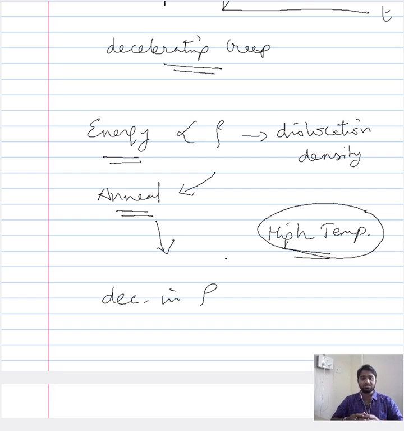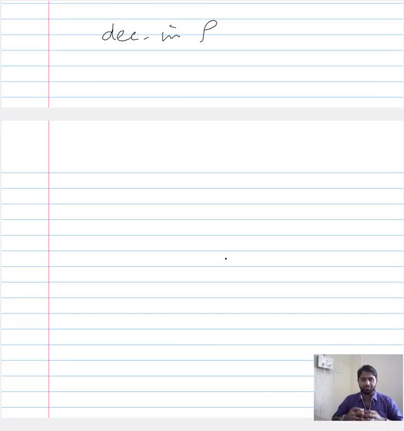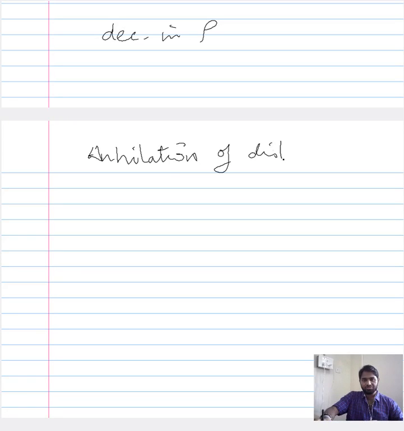So, how is this established? How does this decrease in the dislocation density happen at high temperature? One of the easiest ways of achieving it would be annihilation of dislocations. What this would mean is that, when you talk about dislocations, let us confine ourselves to the edge dislocations.